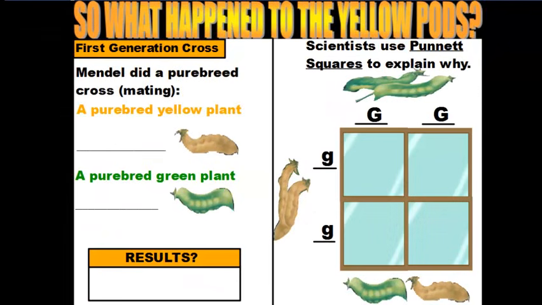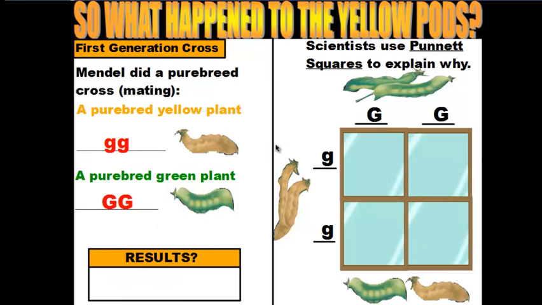Now, as we said in the first experiment, when Mendel crossed the 2 parents, there were 2 pure breed parents. So again, that means they were either 2 recessive genes or 2 dominant genes. Being that the yellow turned out to be recessive, we would write the yellow as lowercase g, lowercase g. And then the pure breed green, which turned out to be dominant, was written as capital G, capital G.